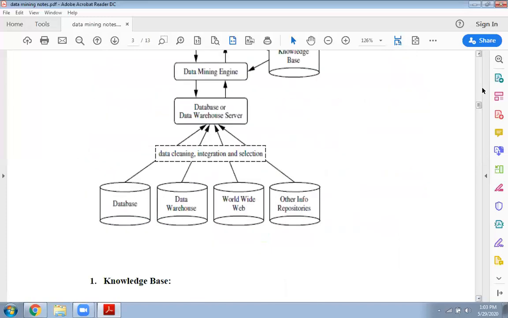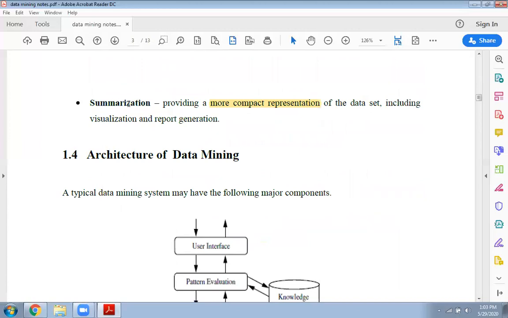And the last thing is summarization. Whatever data you are having, you should have a compact representation, including visualization and report generation. It doesn't mean that you're seeing an attendance sheet and in that your mid-semester marks are also present, your assignment marks, your CV, your BSc mark sheet, your high school mark sheet. Everything should be classified properly and should have a compact representation. And you should have a proper visualization or report of whatever data you are having.